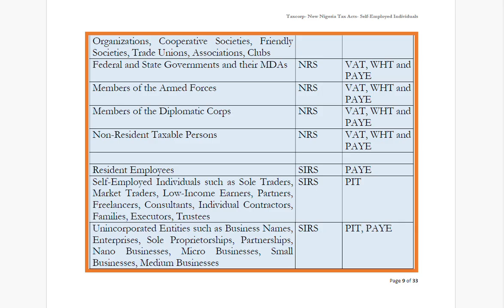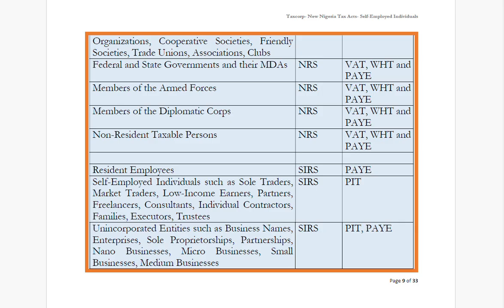Another set of people are the members of the armed forces, the soldiers, the Air Force, the Navy. These people are also under the Nigerian Revenue Service and they don't pay company income tax, so they are liable to VAT, withholding tax, and PAYE. Another group is the members of the diplomatic corps, the missions, the foreign embassies. They are under the Nigerian Revenue Service, and again, they don't pay company income tax, so they are liable to pay withholding tax, VAT, and PAYE.